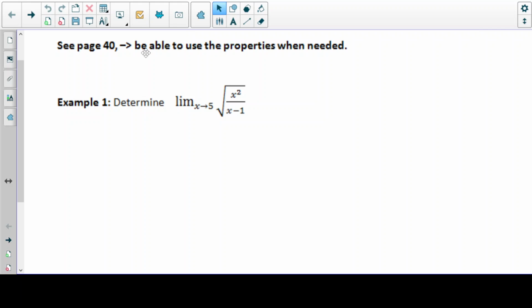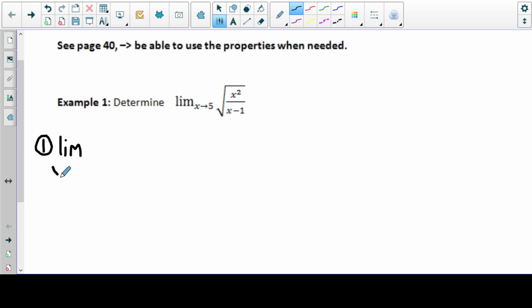For example, number one here, I have: determine the limit as x approaches 5 of the square root of x squared divided by x minus 1. Now, using the properties of limits, there are several ways to find this limit. The first way is that I could do a direct substitution because the denominator will not be 0 when I substitute into my function.